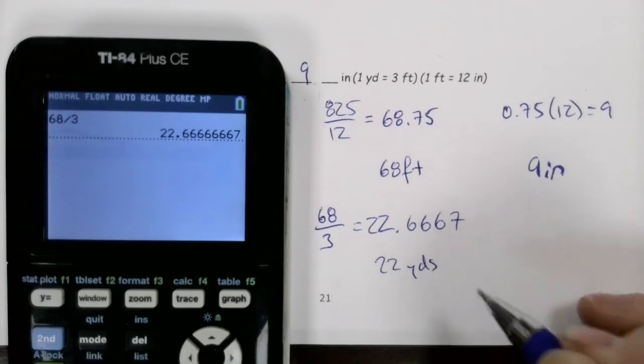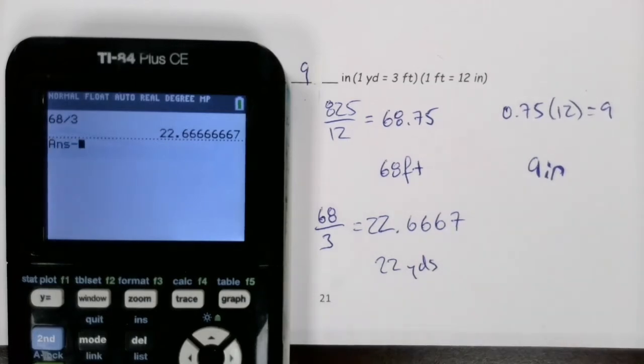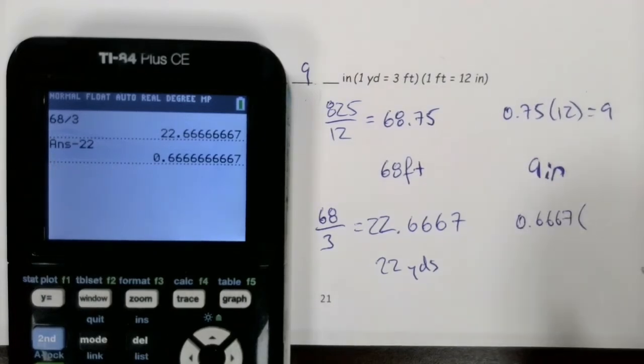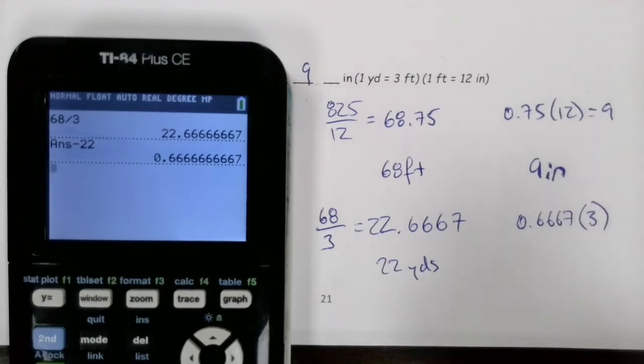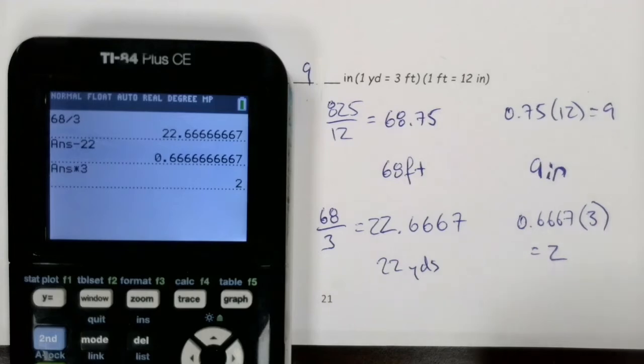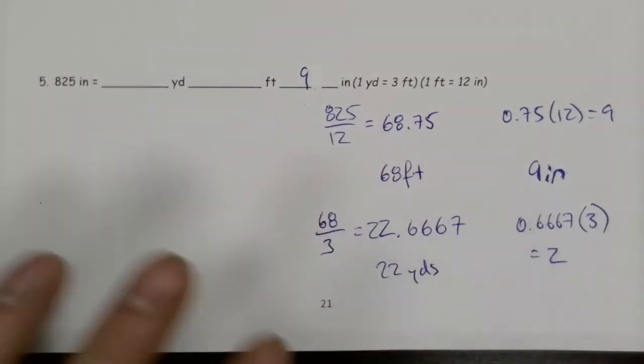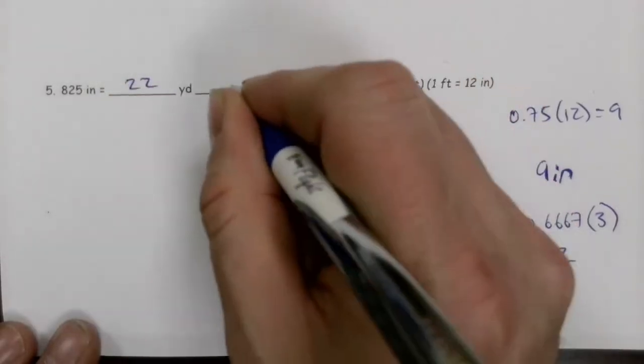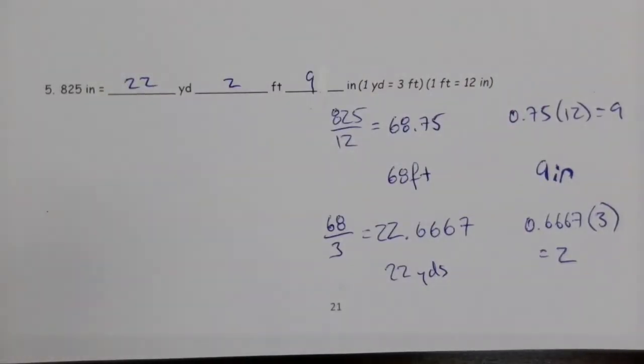Okay, if I round that, so I know that there are 22 yards. I'm going to subtract the 22 off of that, just to get the decimal, and I'm going to convert that decimal back into feet here by multiplying by 3. So multiply that by 3, and I get 2. So now I've got all the information I need to finish up this last 2. This is 22 yards, 2 feet, 9 inches.